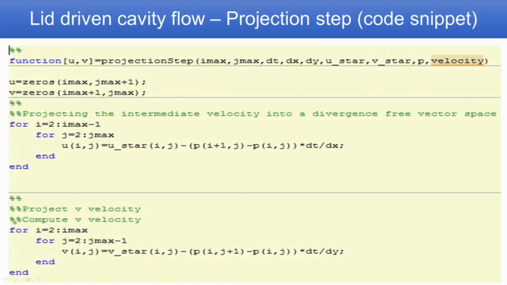Similarly, now for the v velocity, for i 2 to i max and for j 2 to j max minus 1, v i comma j equals v star i comma j minus p i comma j plus 1 minus p i comma j, multiplied by dt by dy.